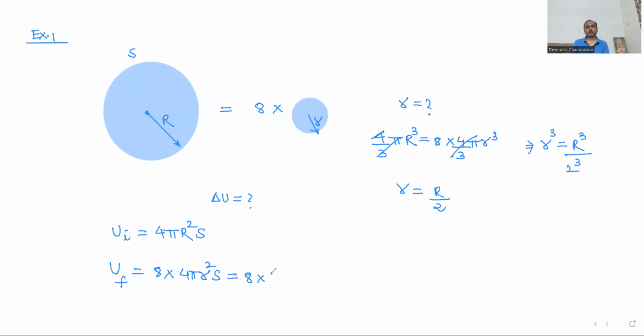So this is 8 into 4 pi r square by 4 into s. 4 cancels out. It is 8 pi r square s. So what is the change in surface energy now? It is Uf minus Ui, which is 4 pi r square s. I hope all of you understood it. Yes or no? Yes, sir.